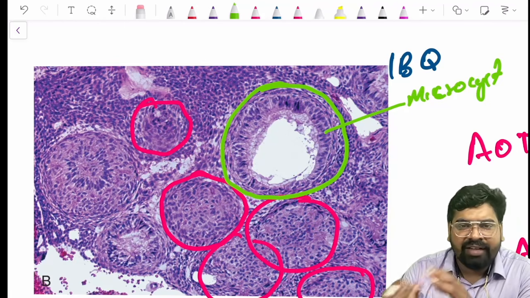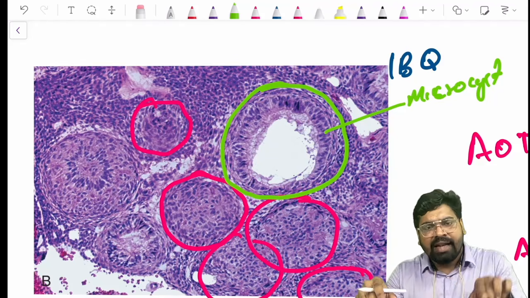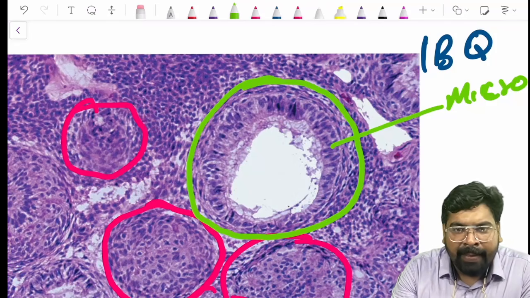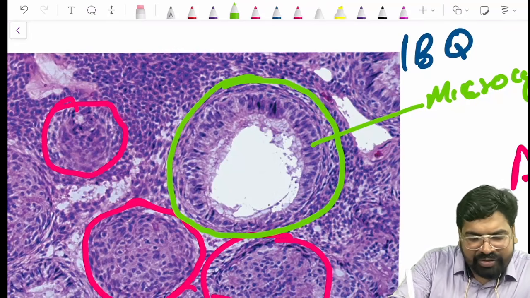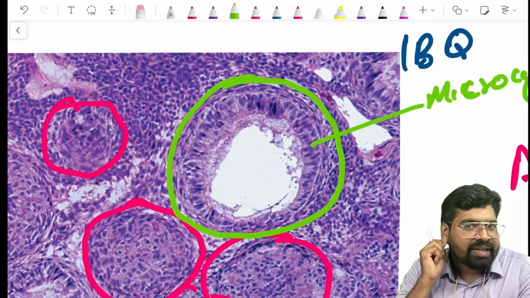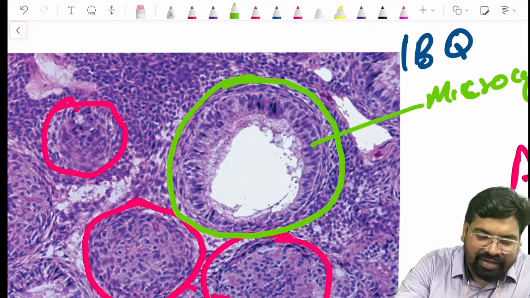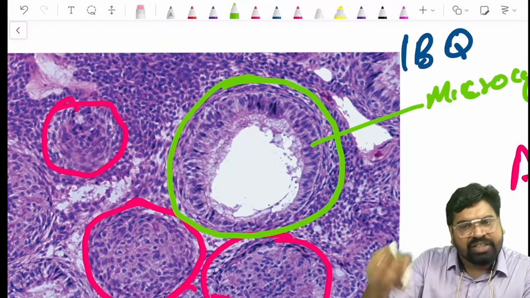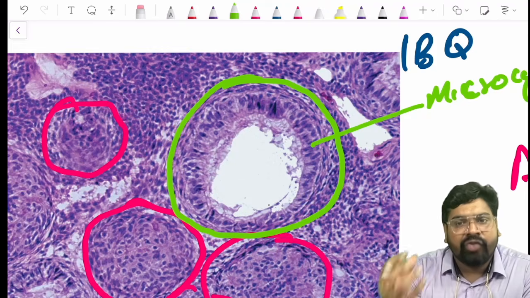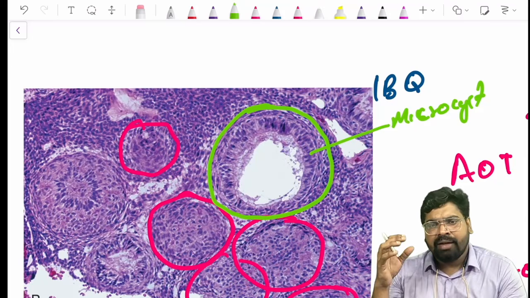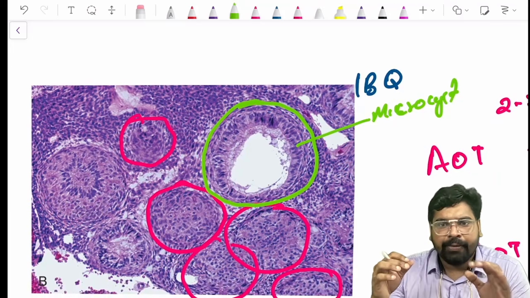It's a microcyst. It has a columnar cell lining around it. You can easily appreciate that. I will zoom it for you. See, you can see that microcystic area lined by columnar cells, right? So these are microcystic spaces, and inside this you can see some pinkish material, just like a ring. It is called a hyaline ring. Okay, this is the main histological feature of your AOT.